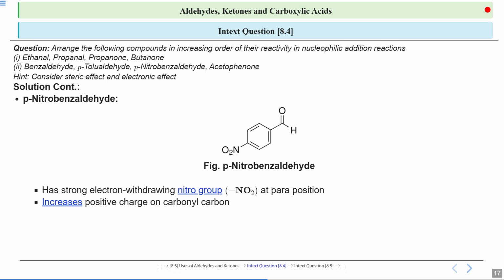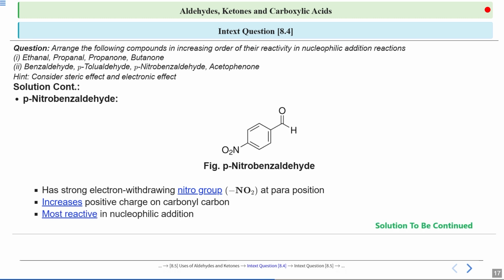This nitro group is electron withdrawing in nature, so it withdraws electron density from the ring as well as from the carbonyl carbon. So it increases the positive charge on the carbonyl carbon. It makes the carbonyl carbon more susceptible to attack by nucleophiles, which are electron-rich species, because the carbonyl carbon of this particular compound is very much hungry, in need of electrons. So the incoming nucleophile finds it easier to attack this carbonyl carbon. So it is more reactive in nucleophilic addition.